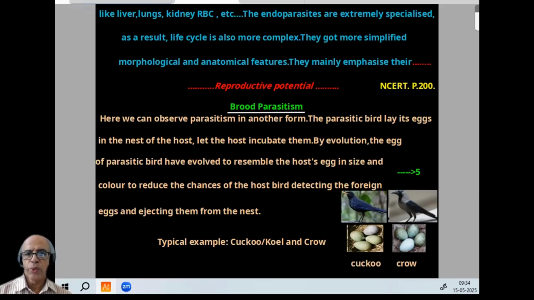A typical example is the cuckoo, otherwise called quail, and crow are given here, both the birds and their egg comparison, so you can easily follow. Now we can continue. Next term, see nature, what all mechanisms are available.